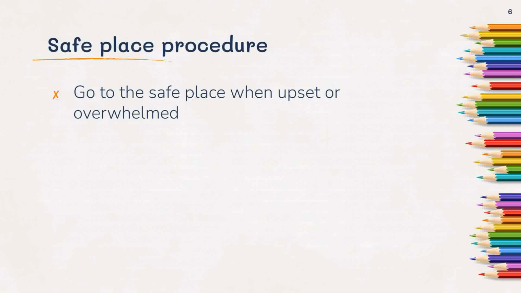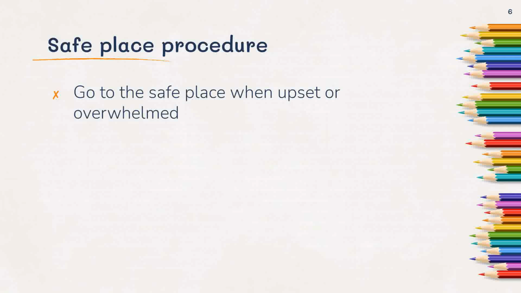So once you've built a safe place, and you can just Google it, there's tons of ideas on Pinterest or Instagram or Teachers Pay Teachers about a safe place. Some people call it a calming corner, some people call it a chill zone. But what's the procedure? You break it down step by step for students. So when you're not feeling safe, when you're feeling upset or overwhelmed, step one for the students is to go there.